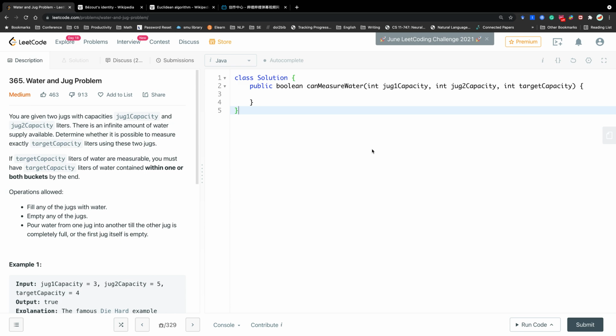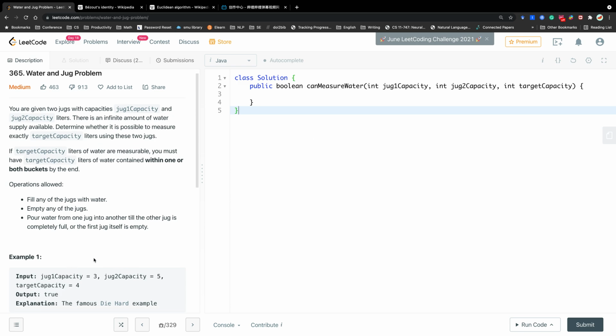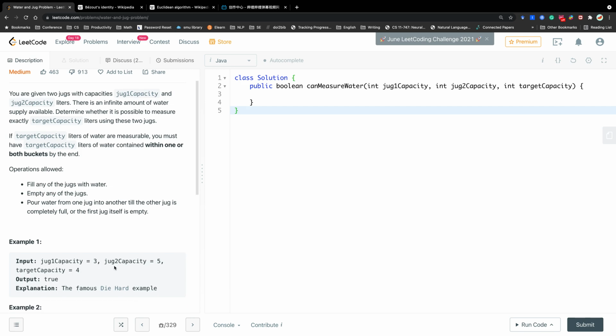Friends, today let's solve the water and jug problem. So in this problem, we are given two jugs with their corresponding capacities, and we have three operations. One is to fill any of the jugs with water. And the second one is to empty any of the jugs.